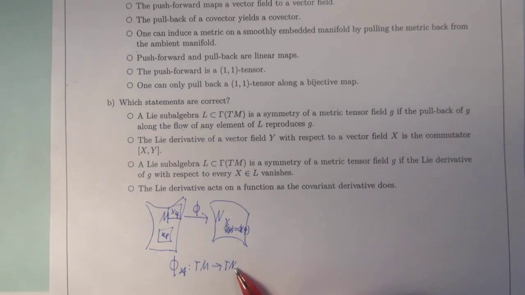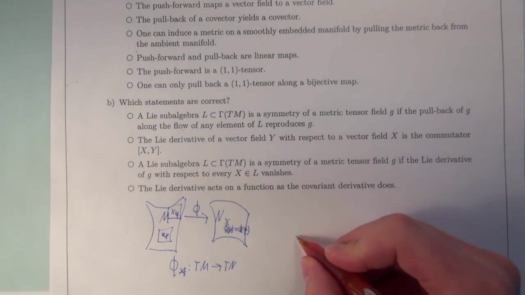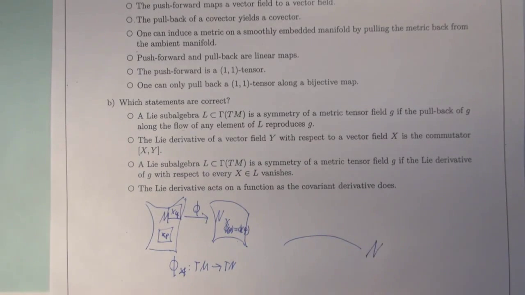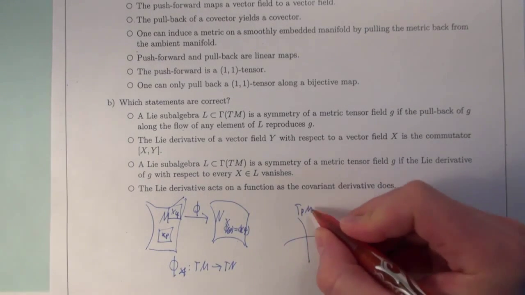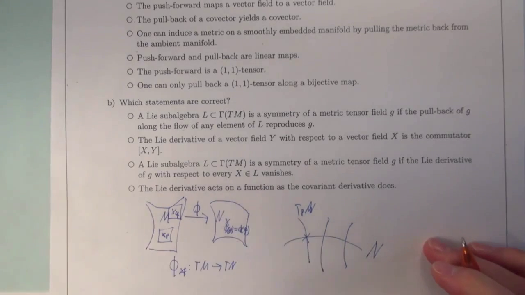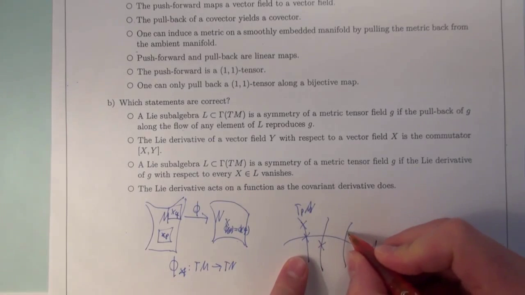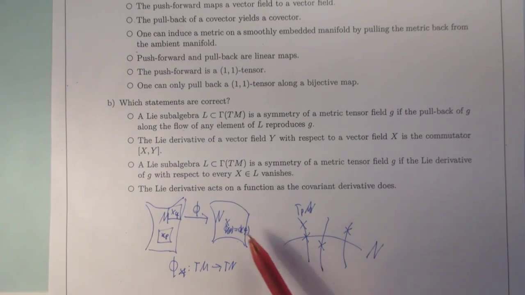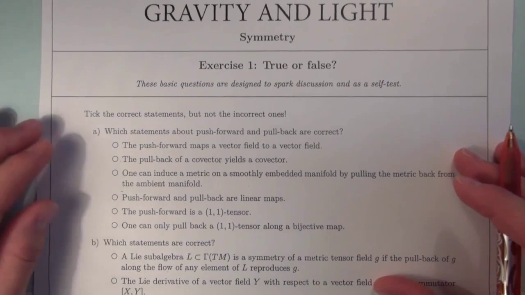But the idea of a vector field is that we have at each point of the manifold, to draw it again, this is now N, and these are the tangent vectors, the tangent space is over there, we always have just one vector in each tangent vector space. But with this construction, we had two points in one of these tangent spaces. Therefore, it's not a vector field. Therefore, the first answer is incorrect.